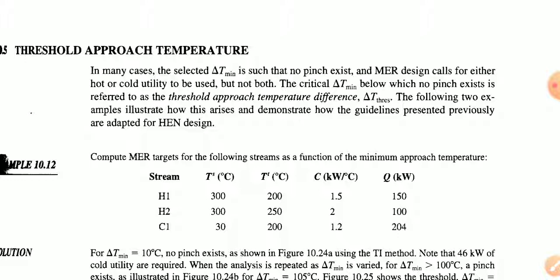Okay, the selected delta T minimum is such that no pinch exists and the maximum energy requirement design calls for either hot or cold utility to be used, but not both. The critical delta T minimum below which no pinch exists is referred to as the threshold approach temperature. So delta T threshold: the following two examples illustrate how this arises and demonstrate how the guidelines presented previously are adapted for heat exchanger networks. This is the threshold approach temperature.